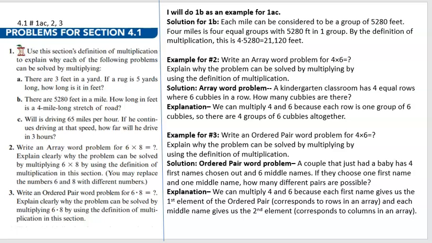Section 4.1, homework number 1. You're supposed to do part A and part C, and I'm going to do part B to show you an example. Part B says there are 5,280 feet in a mile. How long in feet is a 4-mile long stretch of road?